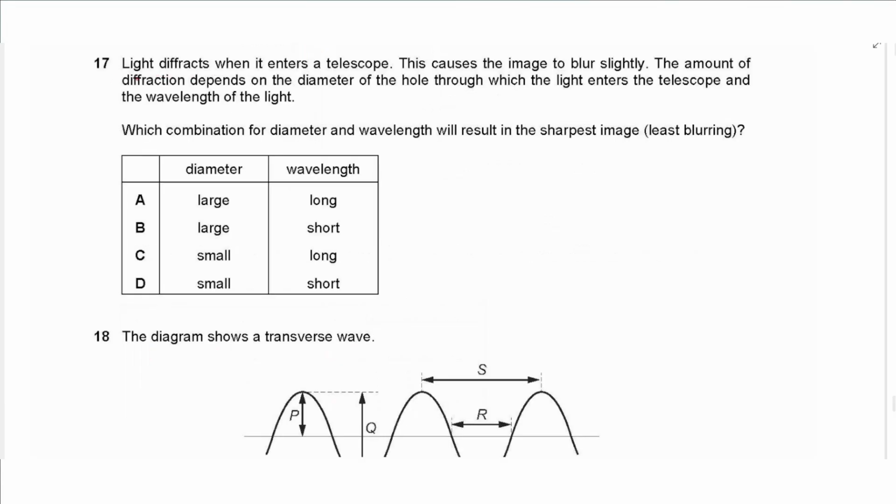Question 17 says light diffracts when it enters a telescope. This causes the image to blur slightly. The amount of diffraction depends on the diameter of the hole through which the light enters the telescope and the wavelength of the light. Which combination for diameter and wavelength will result in the sharpest image, which means less blurring and less diffraction? So for the diameter we need a small diameter and the long wavelength for the gap to be small compared to the wavelength. So the answer is C.